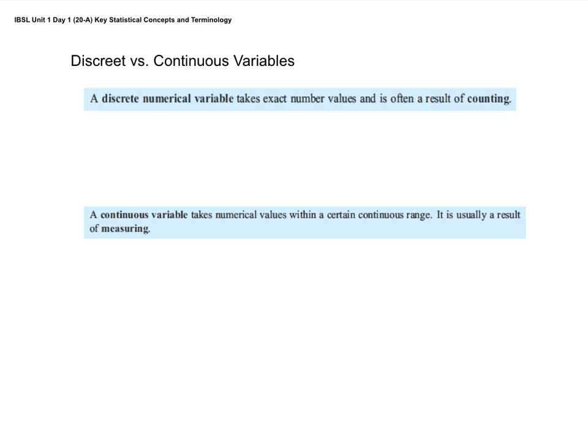Two other terms that we need to consider here. Discrete versus continuous variables, okay? A discrete variable takes an exact value. If I'm talking about the number of students in each class, that's an exact value. It's not that we can't have fractions, but it's just that it's something that we actually counted.